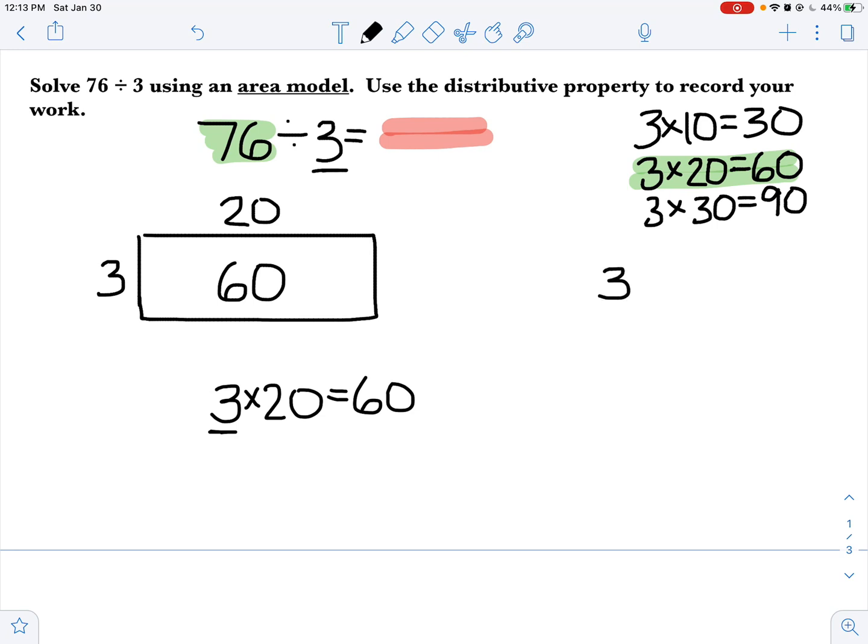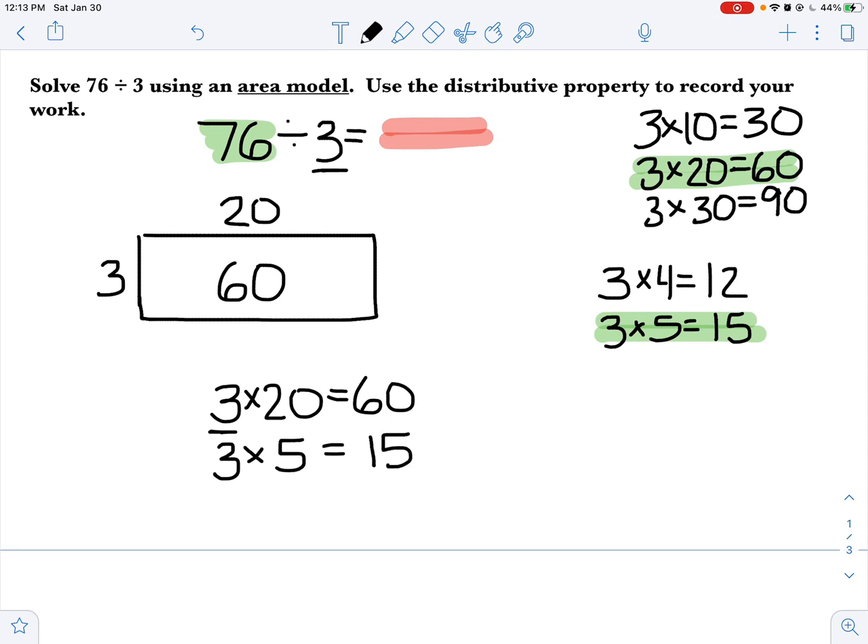So I know, let's see, I know 3 times 4 is 12. That's pretty close. 3 times 5 is 15. Well, 15 is really close to 16, isn't it? I know I can't fit another 3 in without going over. So this must be the fact that I want to use here. 3 times 5 is 15. So now I'm going to write that here. 3 times 5 equals 15.